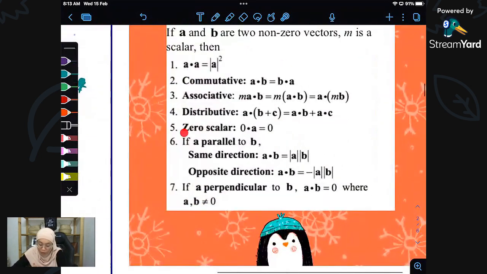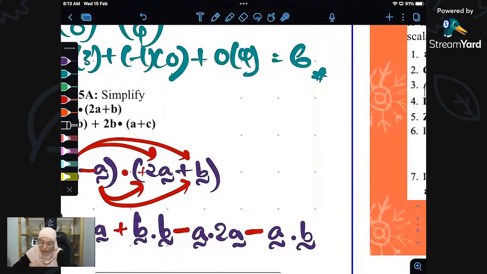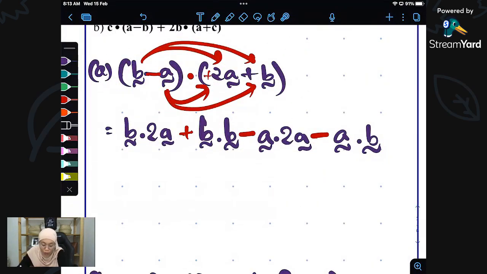And we also have a zero scalar, like this. We have also, if A is parallel to B vector, what will happen? If A is perpendicular to the B vector, this will happen. Why? I'll show you later if I need to use it. Okay, so for now, let's focus on what we have here.